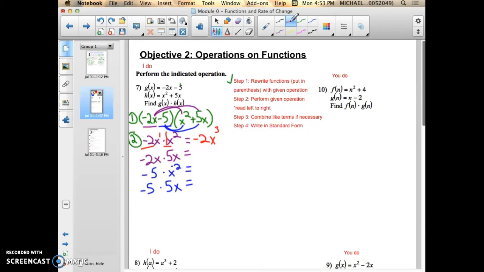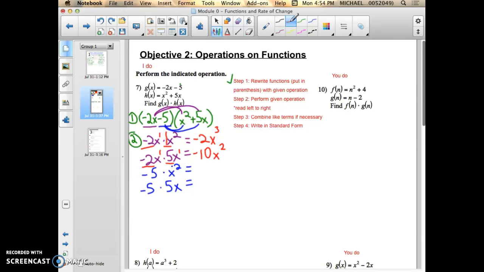Moving on to the next one, negative 2x times 5x. I look at the coefficients: negative 2 times 5 is a negative 10. And then x times x, each one has a power of 1 because it's not written. X times x, base times base, you add the powers. 1 plus 1 is x squared. Done with that second piece.